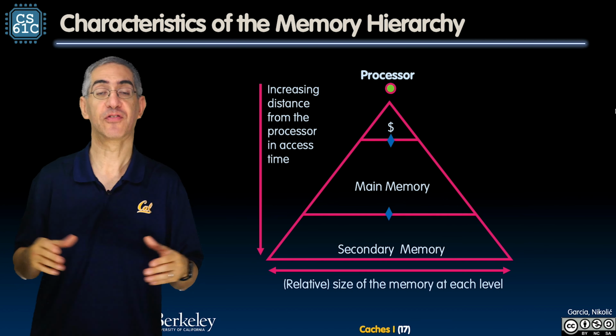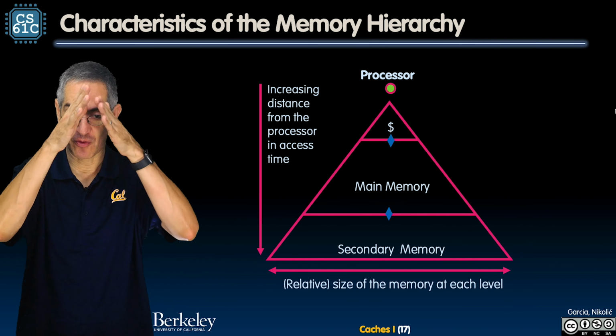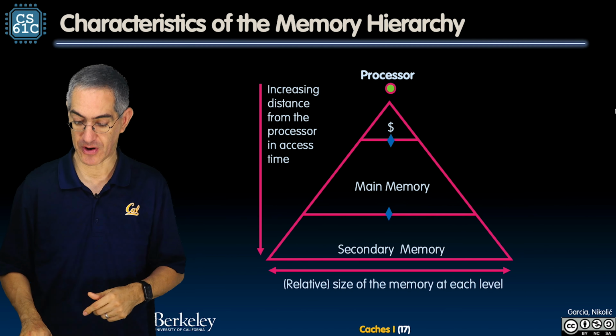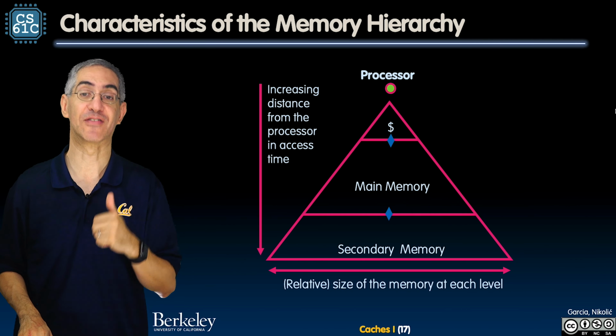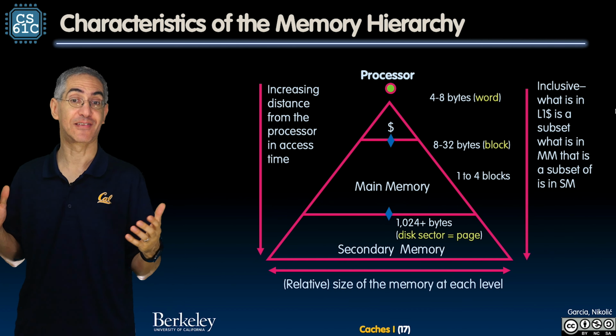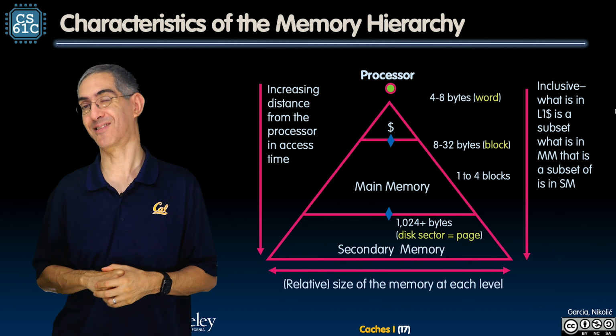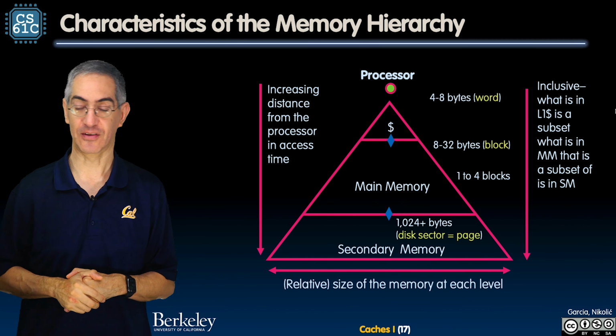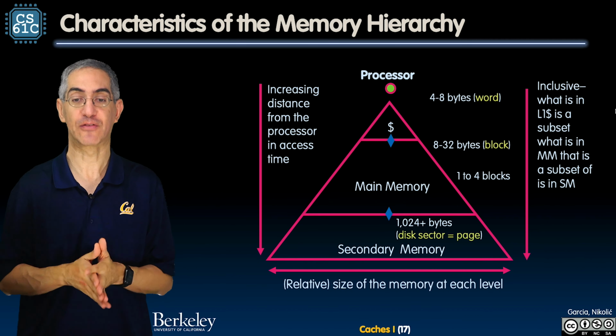Also, the relative size of memory at each level gets larger. As I move away from the processor, I get bigger and bigger. Caches are smaller than memory, and we talk about memory and secondary memory here. Secondary memory we often call disks, which might be flash-based or spinning cylinders. However we decide, that's what we call secondary memory.